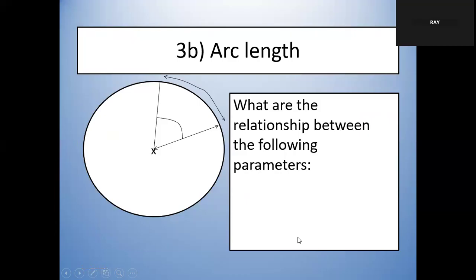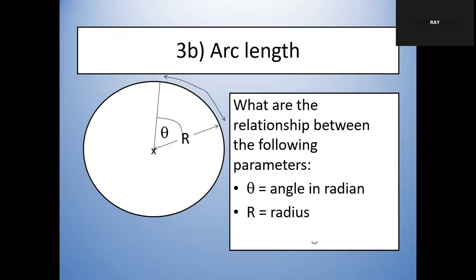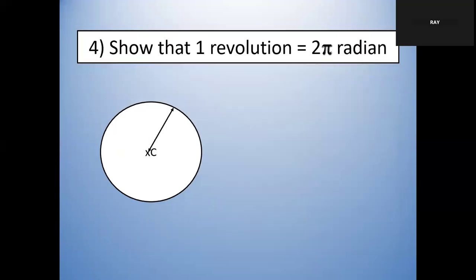What's the relationship between the following parameters? Theta in radian, r radius, s arc length: s equals r theta. This type of thing also can come out. It has come out, I think, 1 or 2 times already.